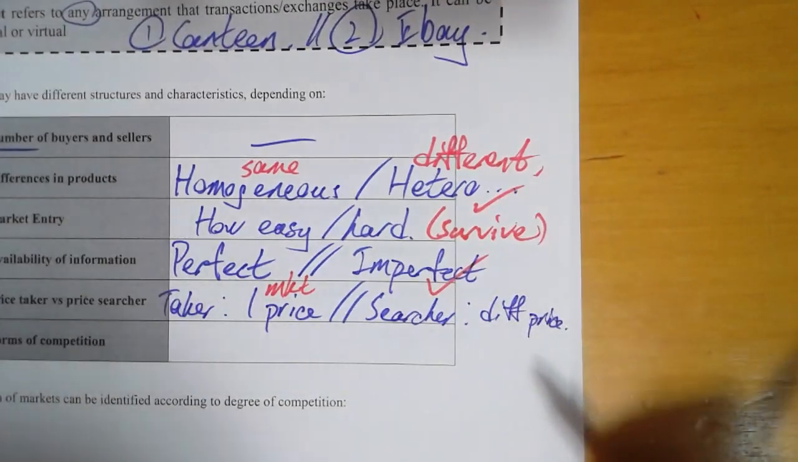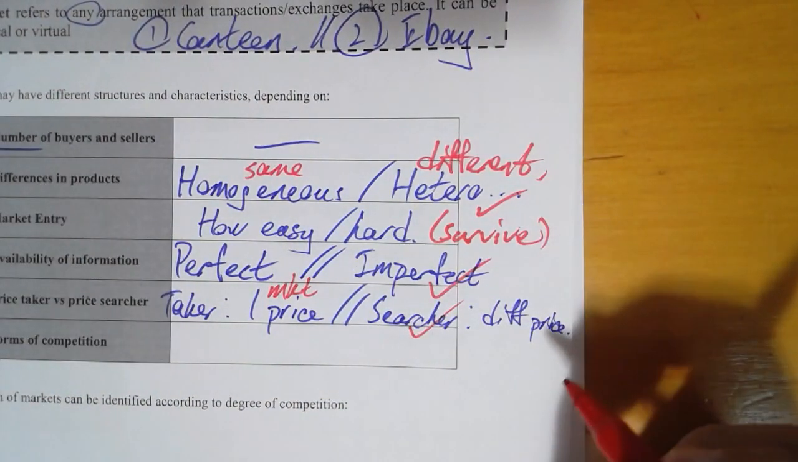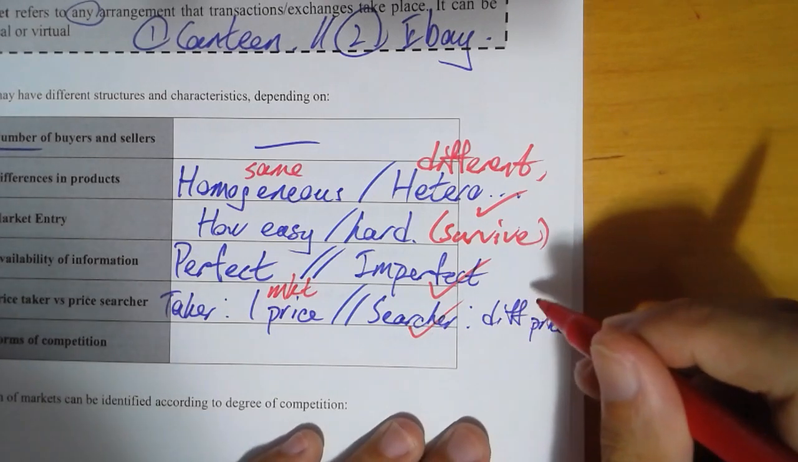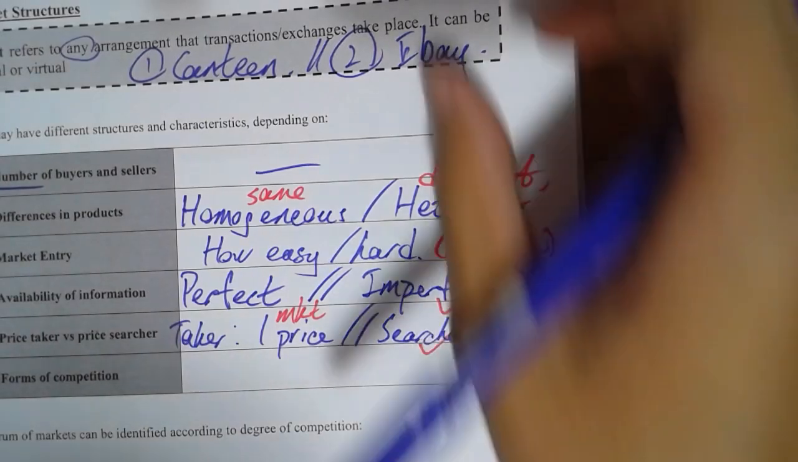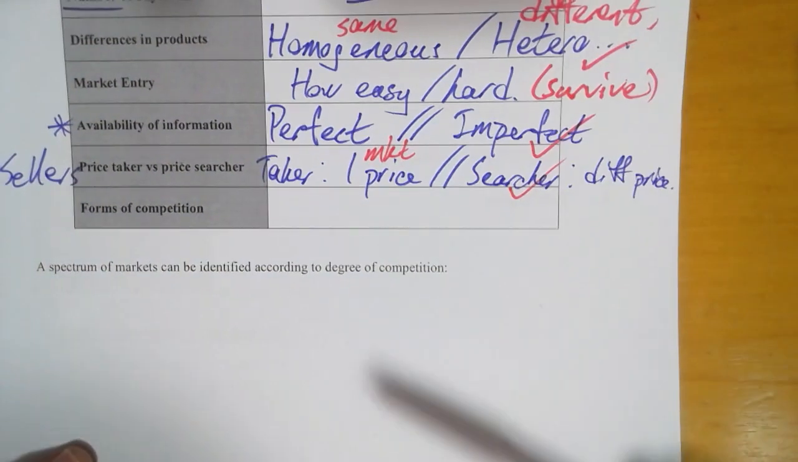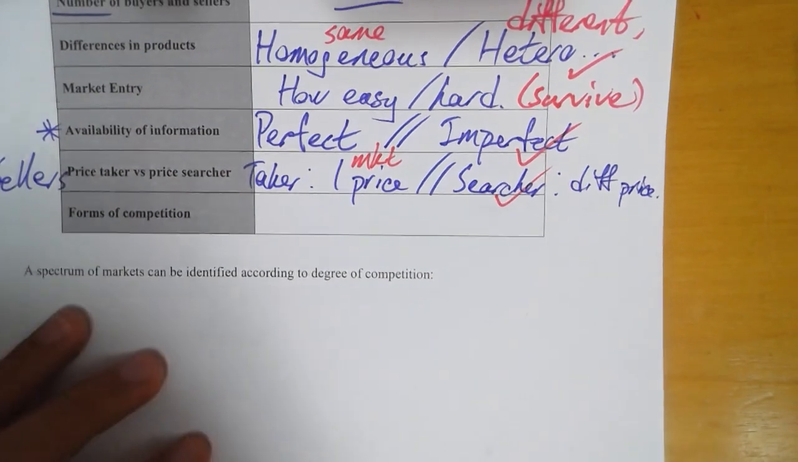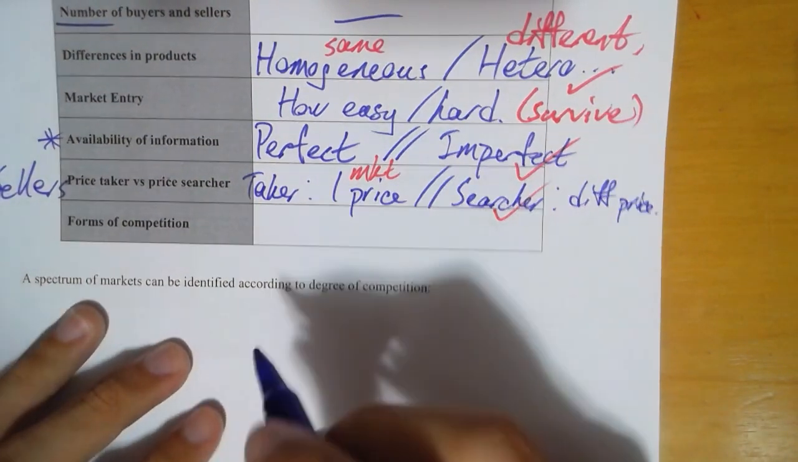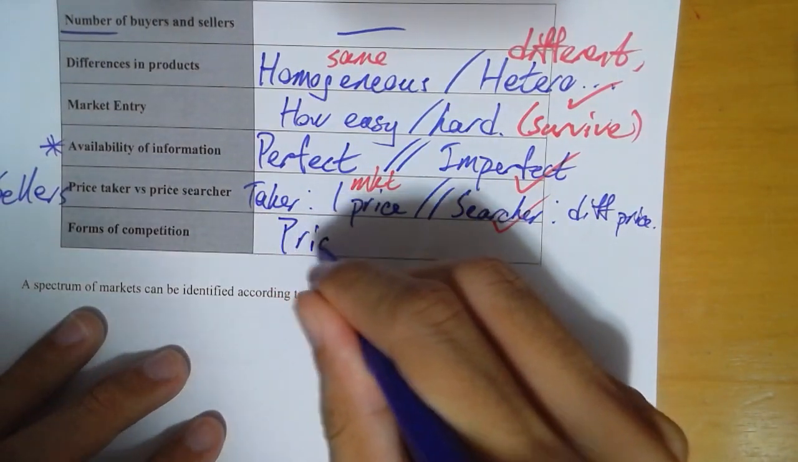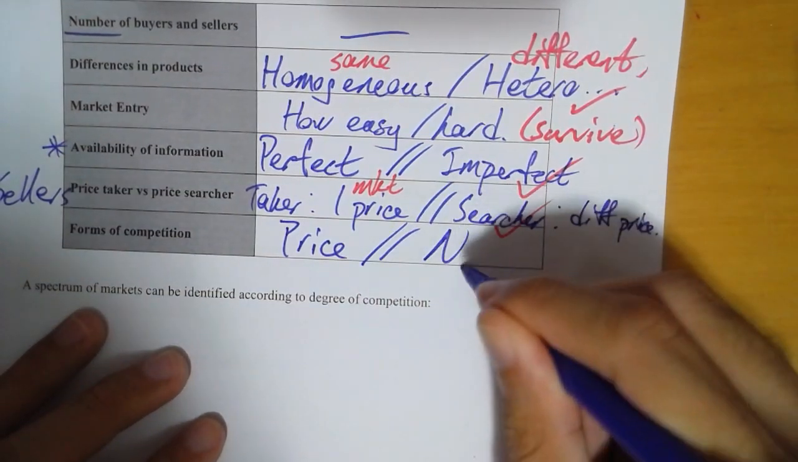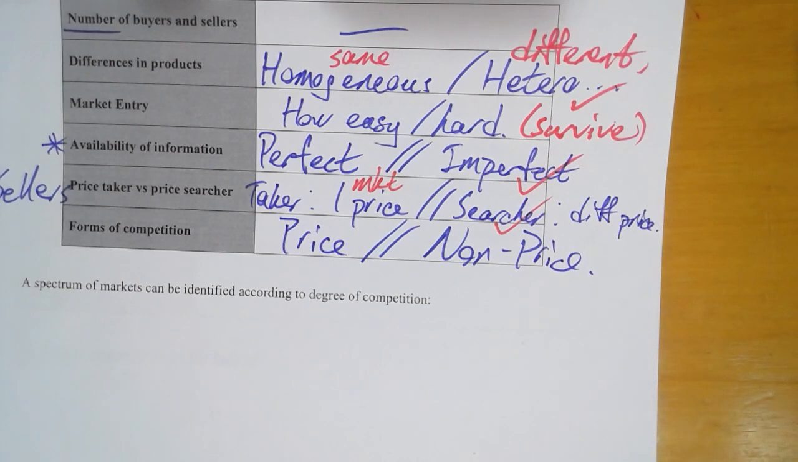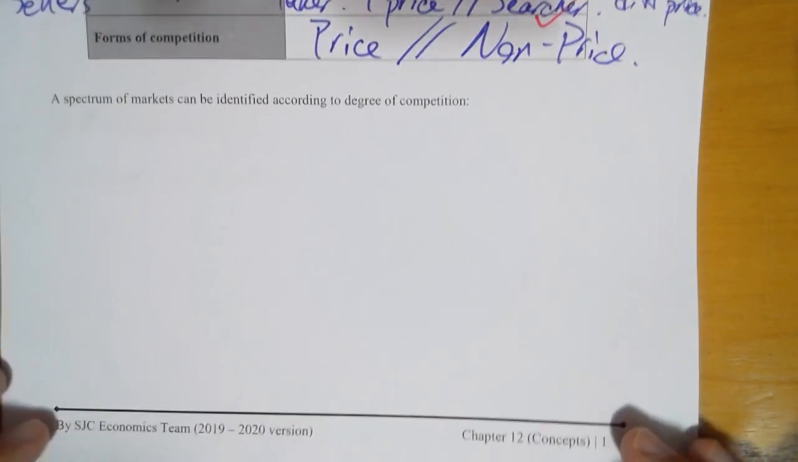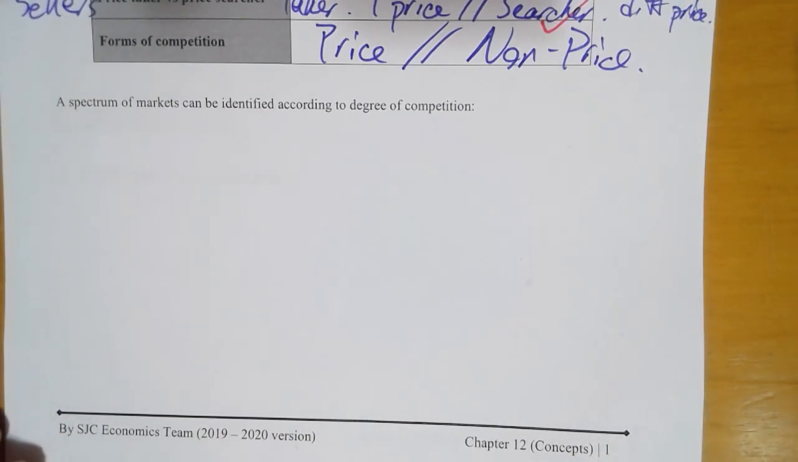But on the other hand, in the real world, all people are price searchers. Okay, there may be different prices. No such things as a universal market price. All right. Now, finally, we look at the forms of competition. Okay. Now, remember, there are two forms of competition. We have price competition and non-price competition. Okay, right? So in this chapter, we are going to learn 4 different forms.